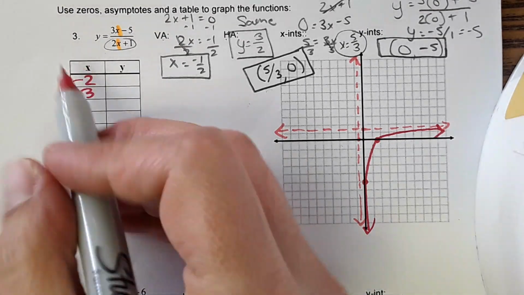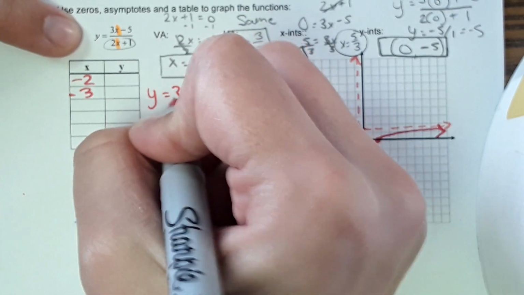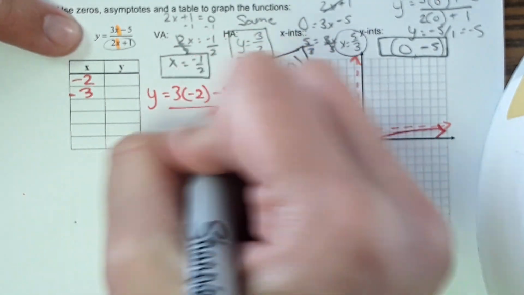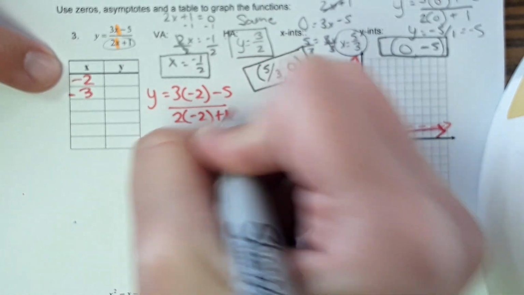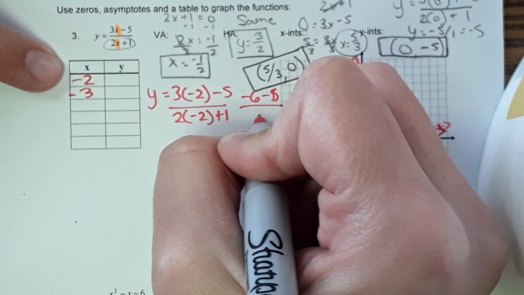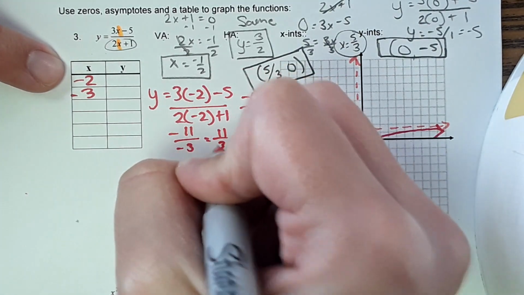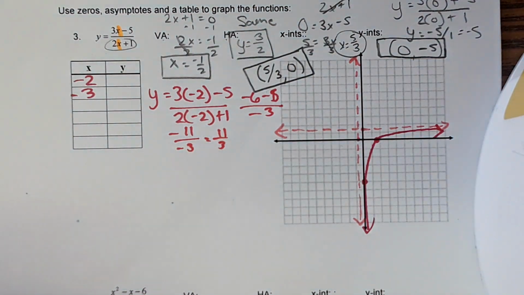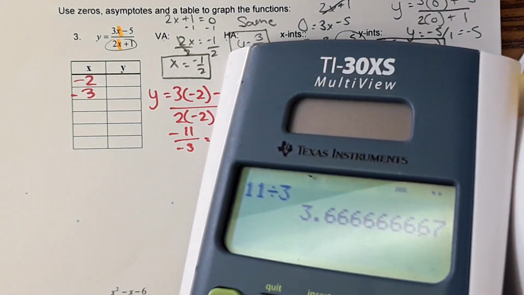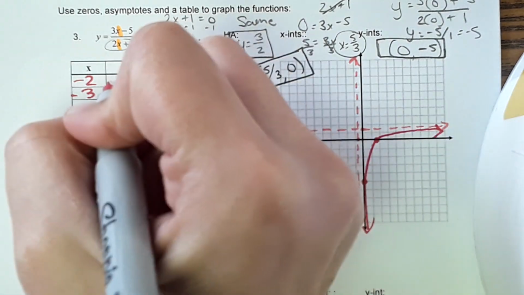Okay, so using these two values, we're going to plug this into this equation and find the y value. So y equals 3 times -2 minus 5 over 2 times -2 plus 1. Get 11/3. But when I put 11/3 in the calculator, I'm just going to take that rounded answer there, 3.67, and work with that.